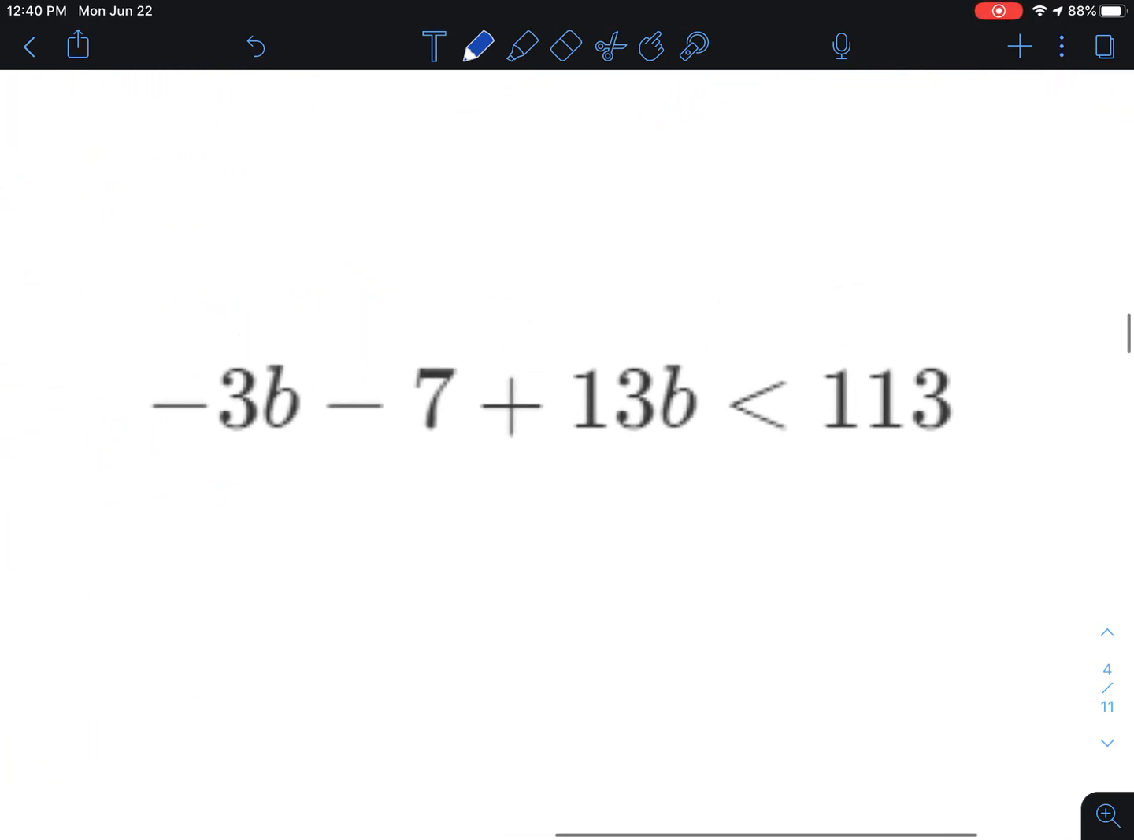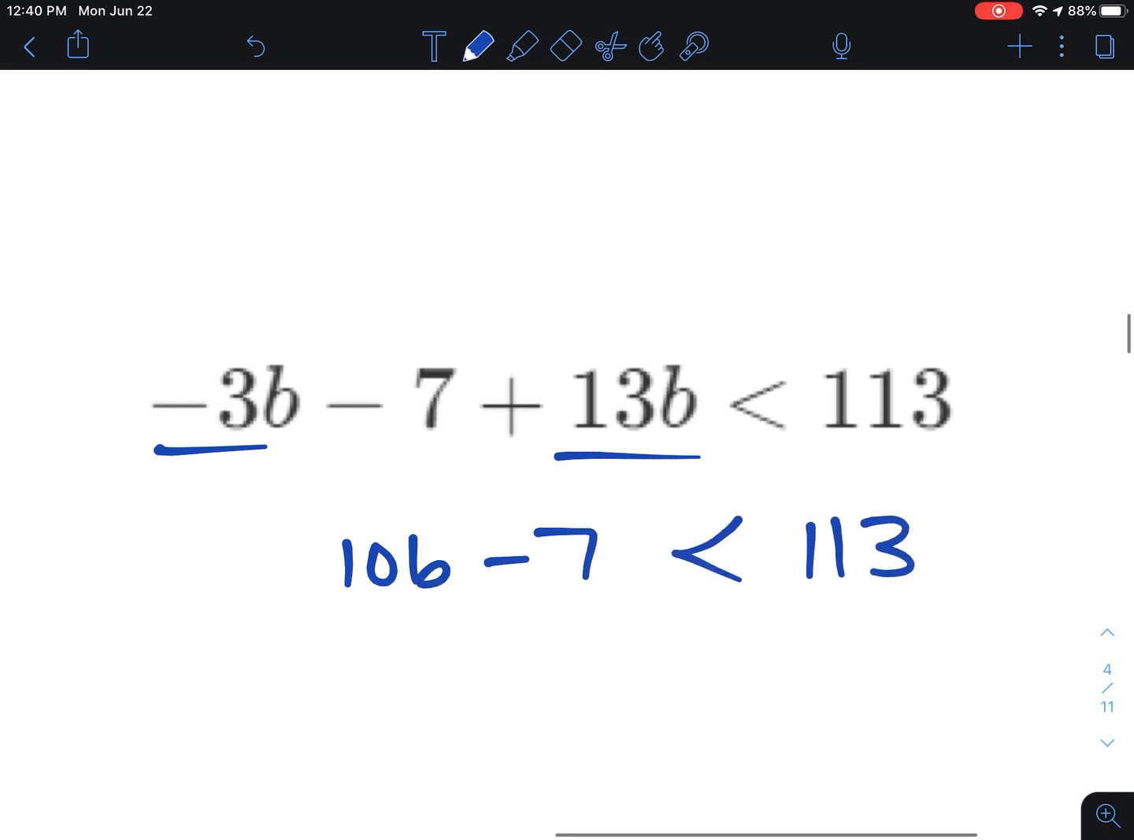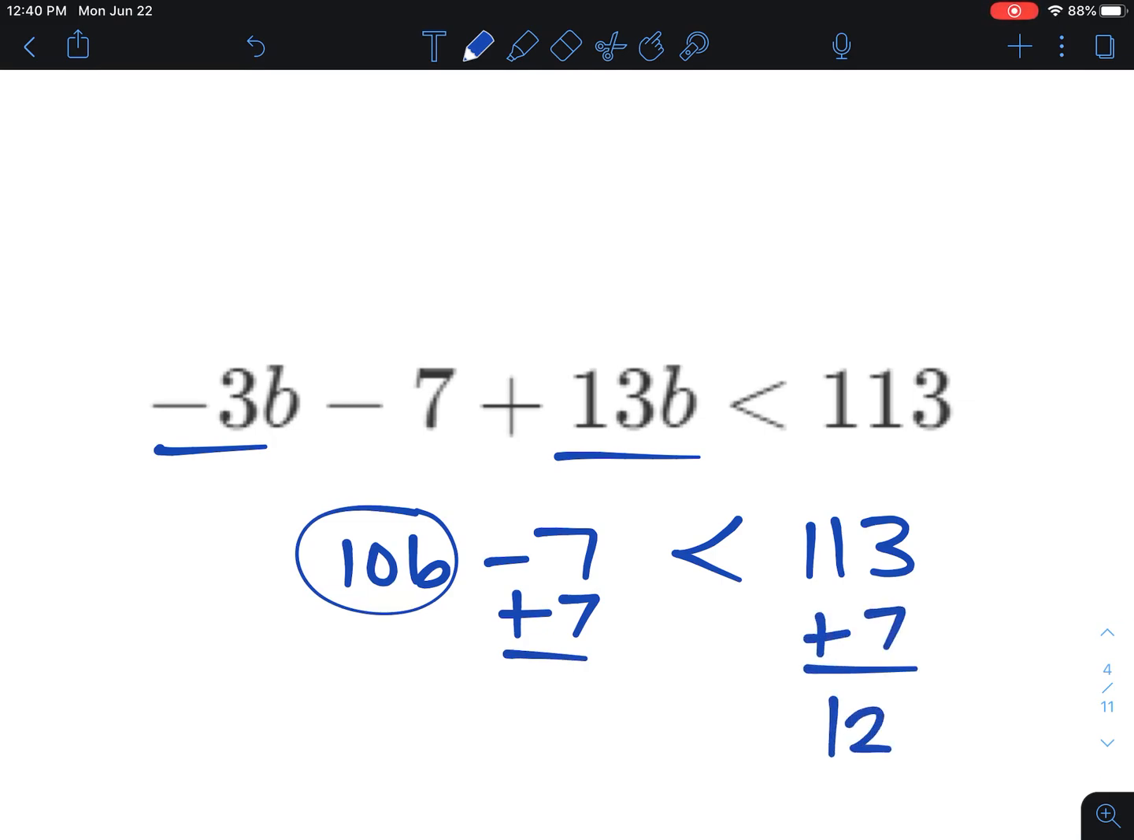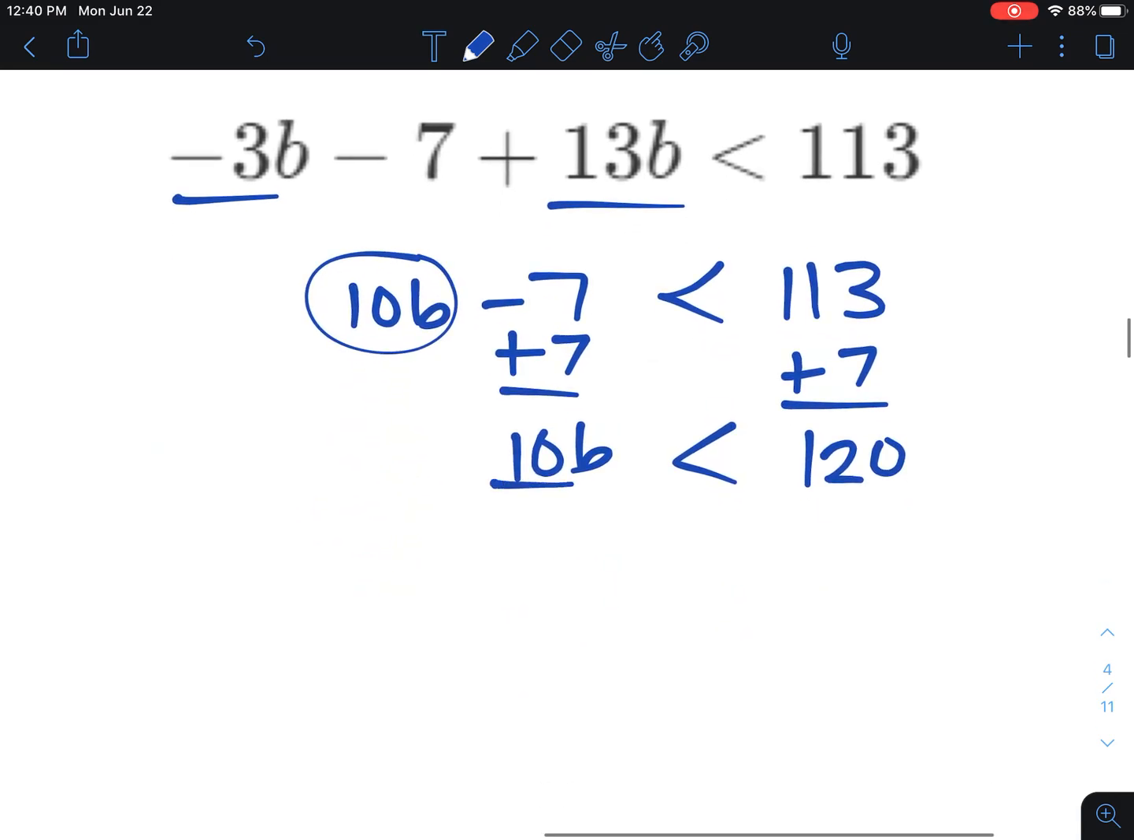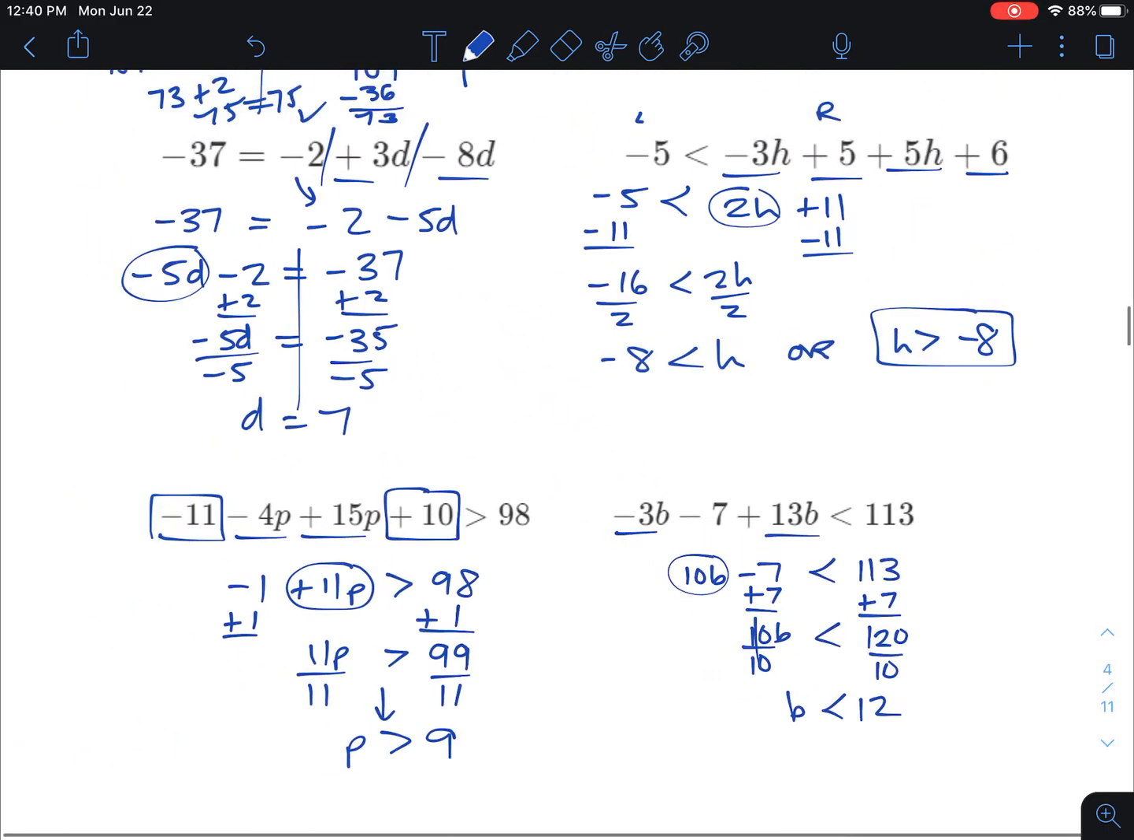Over here, let's combine our like terms. Gives you 10b minus 7 is less than 113. Two-step. 120. 10b is less than 120. Divide by 10, and we've got our answer. b is less than 12. That's how we solve equations and inequalities, by combining like terms first, getting them into two steps, and then solving from there.